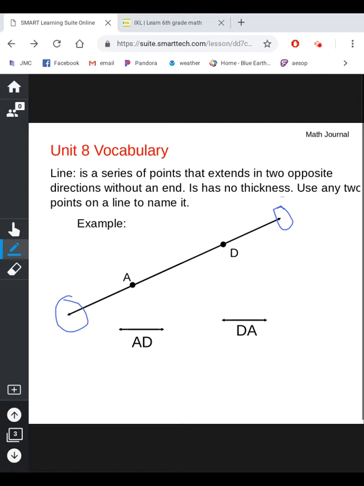So since there are 2 points on that line, I can label the line as AD or line DA. And you'll see that above the points here you have the line symbol, and that tells me that I have a line, but it does not matter the order that you write it in. So it can be line AD or line DA.